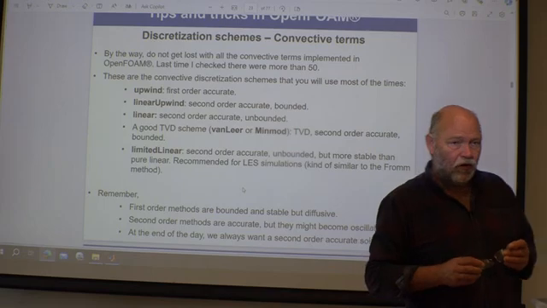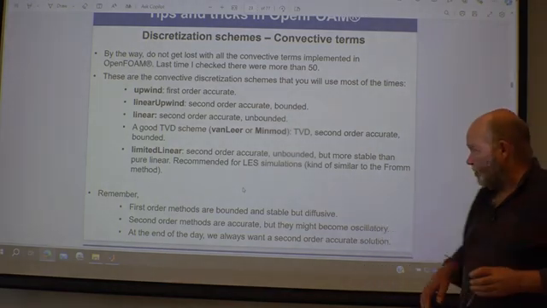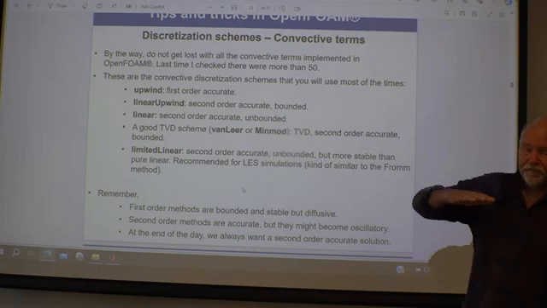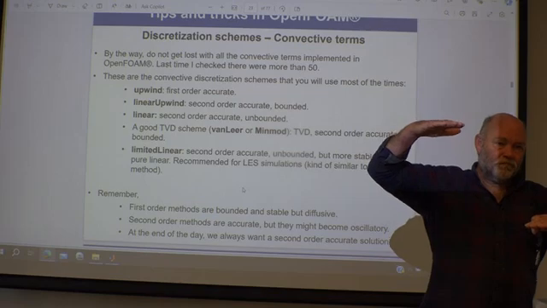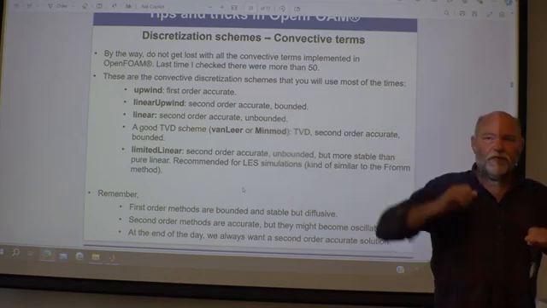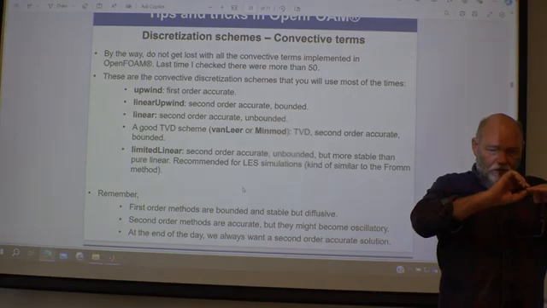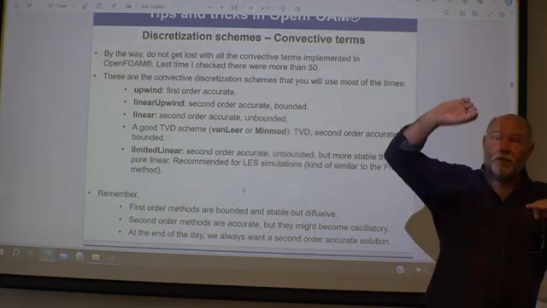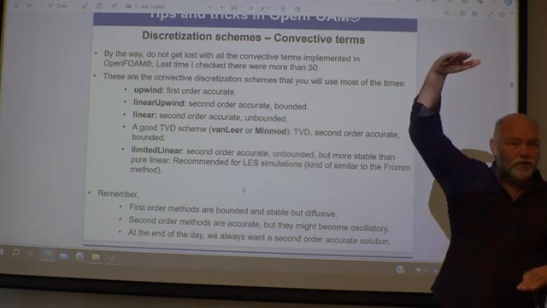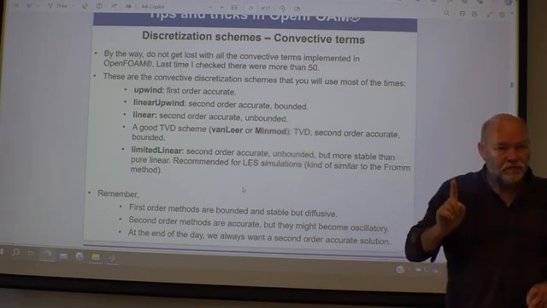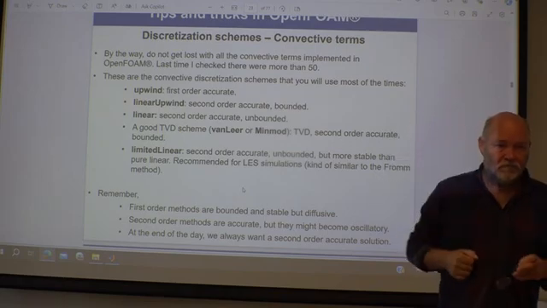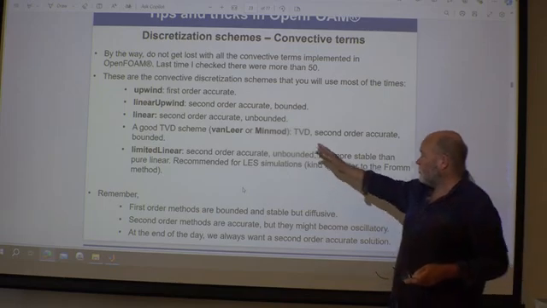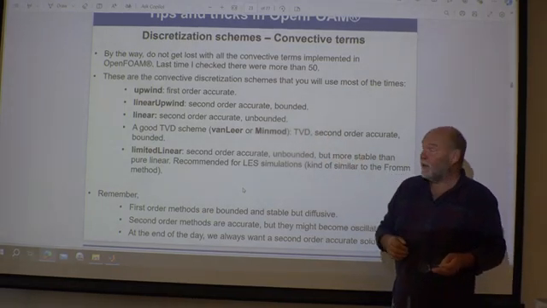What does bounded and unbounded mean? Bounded and unbounded, that means, say, initially you have a jump in a quantity from 0 to 1. Then you see in your solution, before the jump it goes negative and then it goes beyond 1. Over and undershoots shouldn't happen. When it's bounded, it's forced to stay between 0 and 1. And total variation diminishing does exactly that.